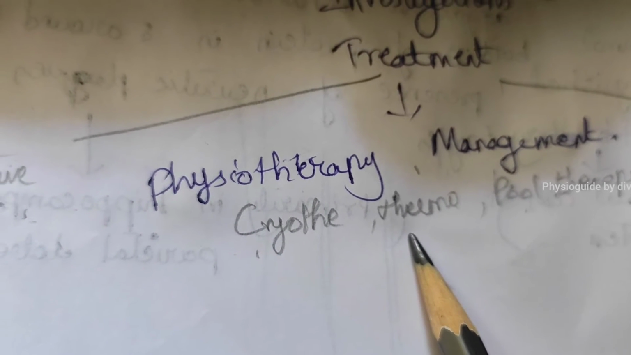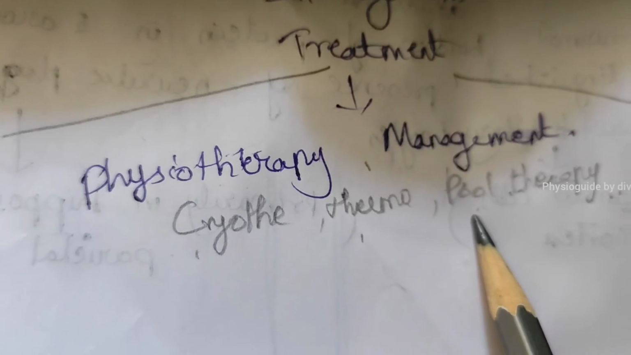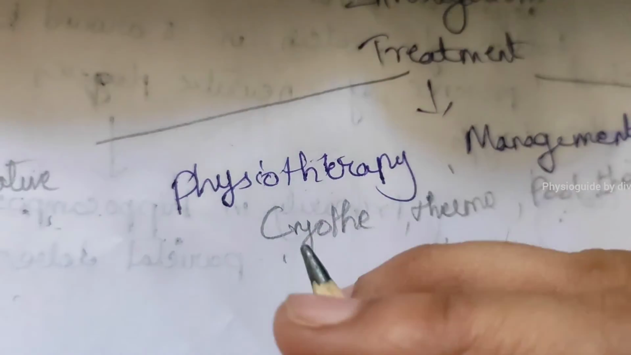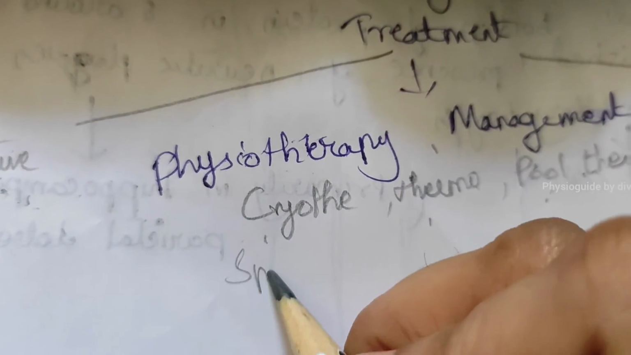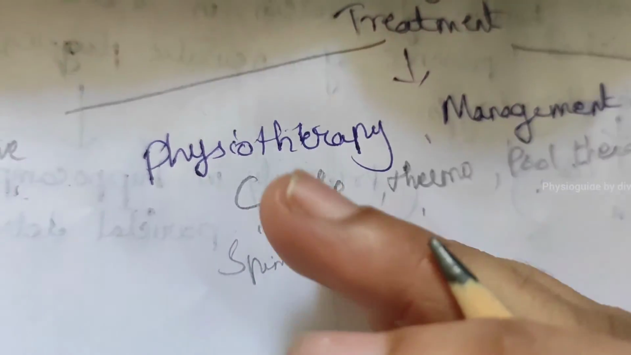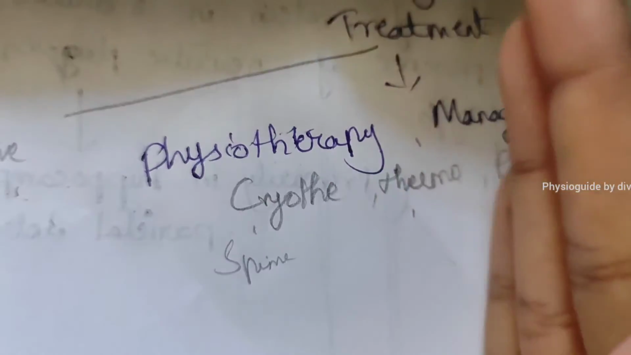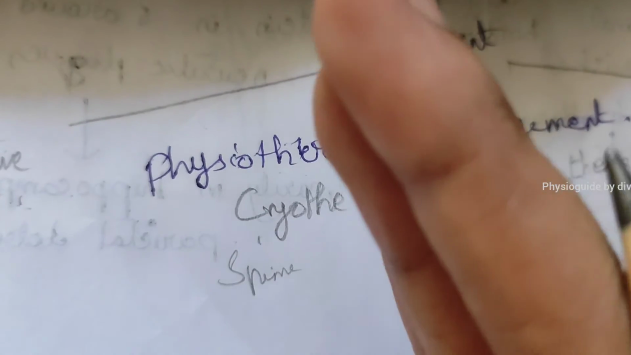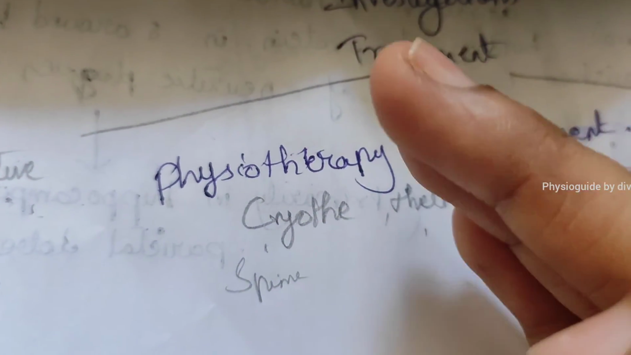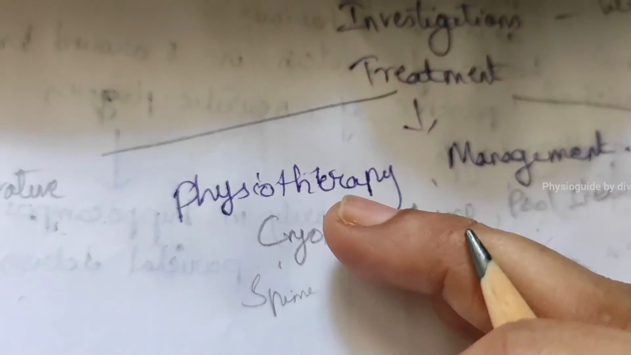Okay. Starting physiotherapy management, measures to relieve pain and spasm: we need to give cryotherapy, ice therapy, and thermotherapy, heat therapy, for relieving pain. Next, pool therapy, water therapy. Now, measures to improve spine mobility and flexibility: repeated flexion and extension and rotation exercises of the spine, along with small range mobilization of the spine.